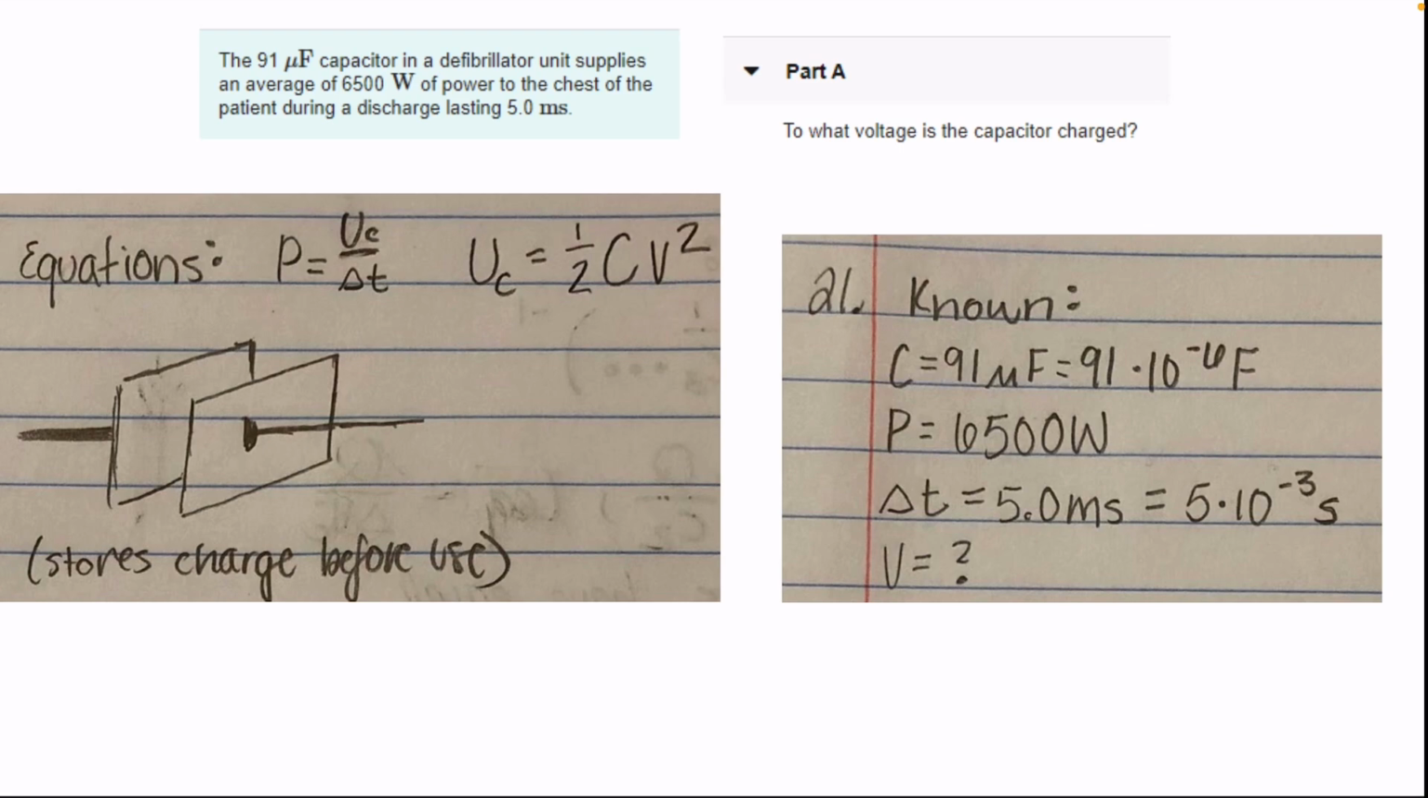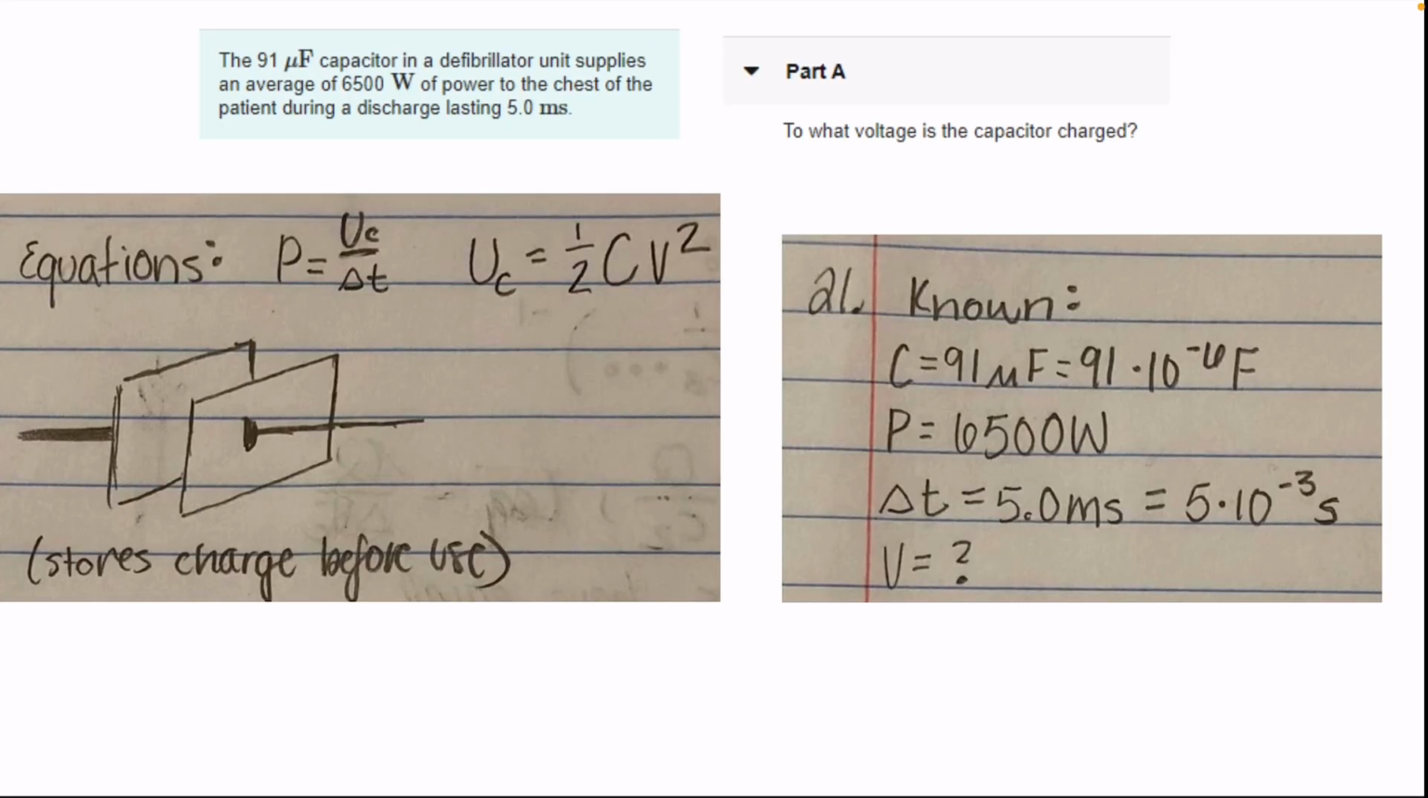So the picture I have here is also just kind of a really rough drawing of a defibrillator and kind of just showing how a defibrillator is very similar to a parallel plate capacitor, in that before it's used, it stores charge for the patient. So I also have our knowns written down. Pretty much the only thing we don't know is V. So we're going to be able to combine these equations we have in order to solve for that unknown.